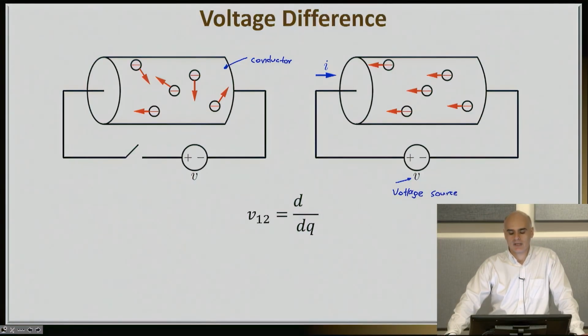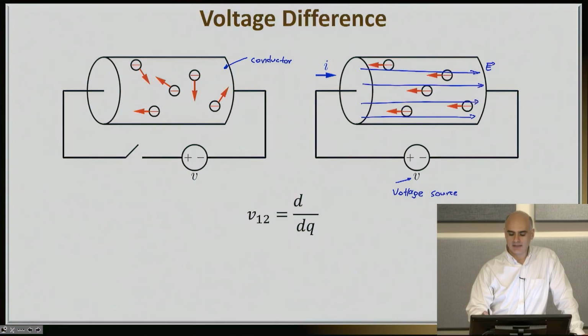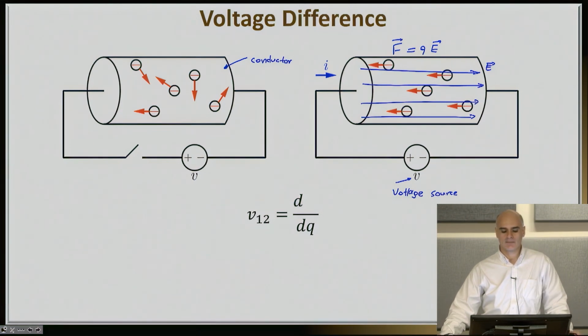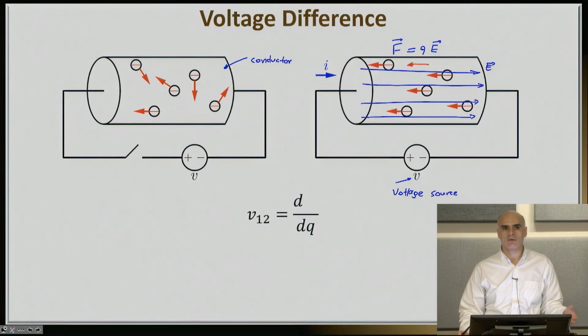inside this conductor. There is an electric field that gets established from the high end of the battery to the low end of the battery, and that electric field exerts force on the free electrons. That force is equal to Q, the charge of the electrons, times the electric field. And that means, since Q is negative, that this force will be in the opposite direction of the electric field. So all the electrons will feel a force that will tend to move them towards the left.